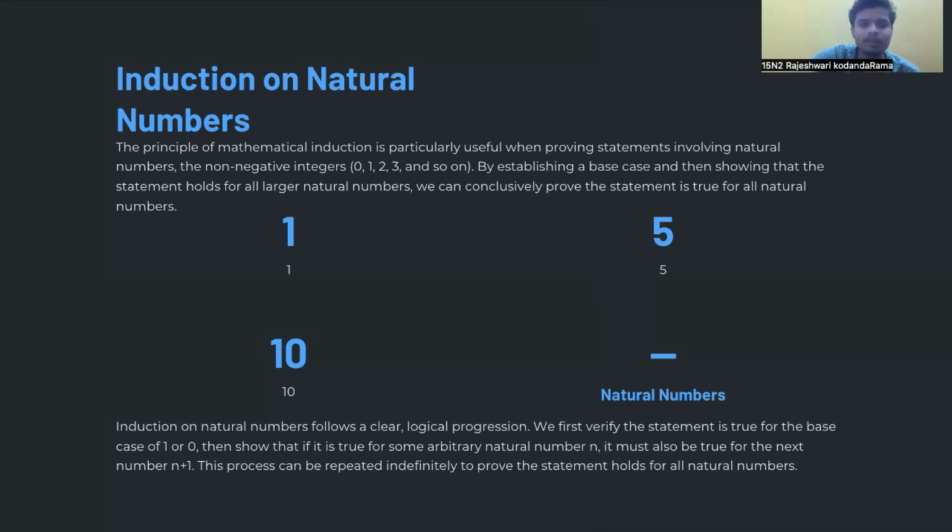The induction on natural numbers follows a clear logical progression. We first verify the statement is true for the base case, 1 or 0, then show that if it is true for some arbitrary natural number n, it must also be true for the next number, n plus 1. This process can be repeated indefinitely to prove the statement holds for all natural numbers.